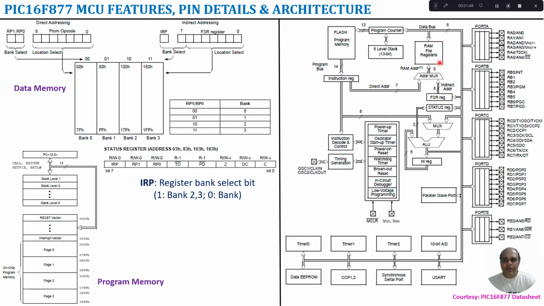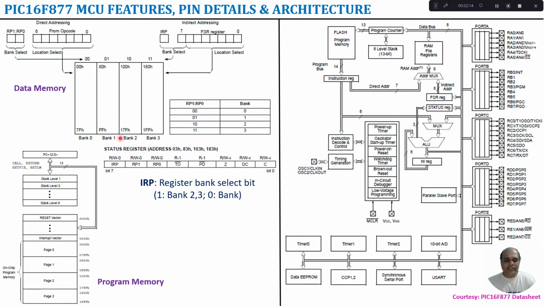The 512 bytes are divided into banks: bank 0, bank 1, bank 2, bank 3. Out of 512 bytes, each bank can hold 128 bytes. So bank 0 is 128 bytes, bank 1 is 128 bytes, bank 2 is 128 bytes, and bank 3 is 128 bytes. Bank selection can be done with the help of the bits in the status register.